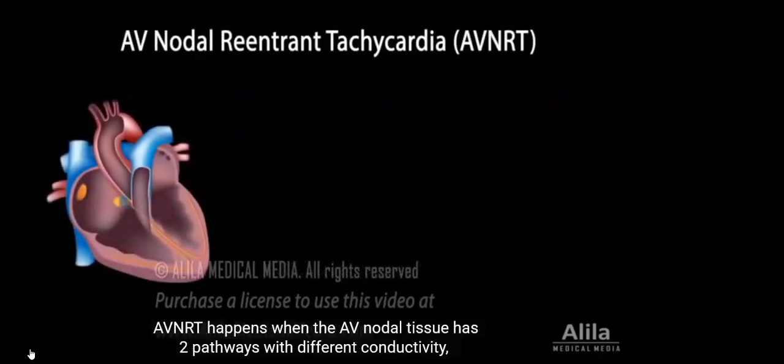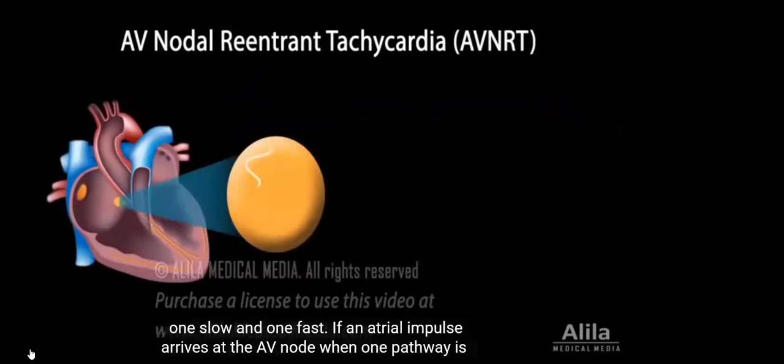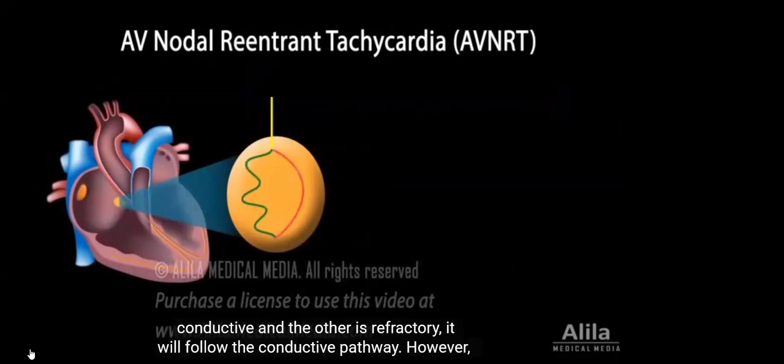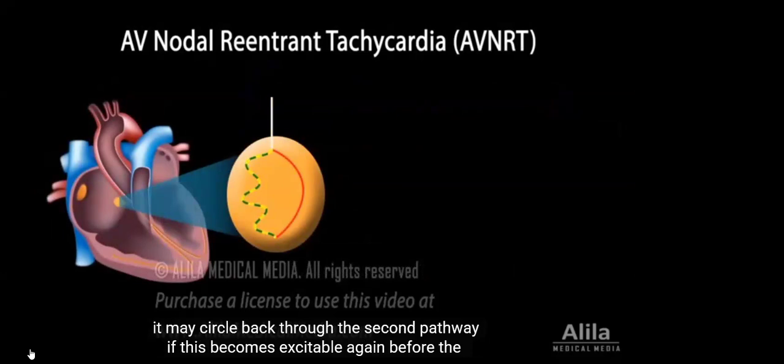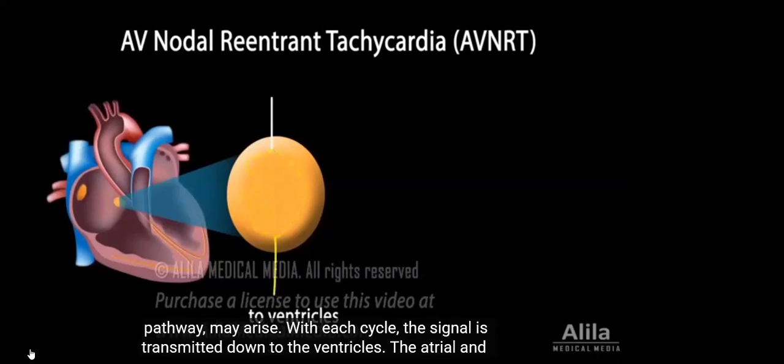AVNRT happens when the AV nodal tissue has two pathways with different conductivity, one slow and one fast. If an atrial impulse arrives at the AV node when one pathway is conductive and the other is refractory, it will follow the conductive pathway. However, it may circle back through the second pathway if this becomes excitable again before the signal leaves the node. If this continues, a self-perpetuating loop called a reentrant pathway may arise.